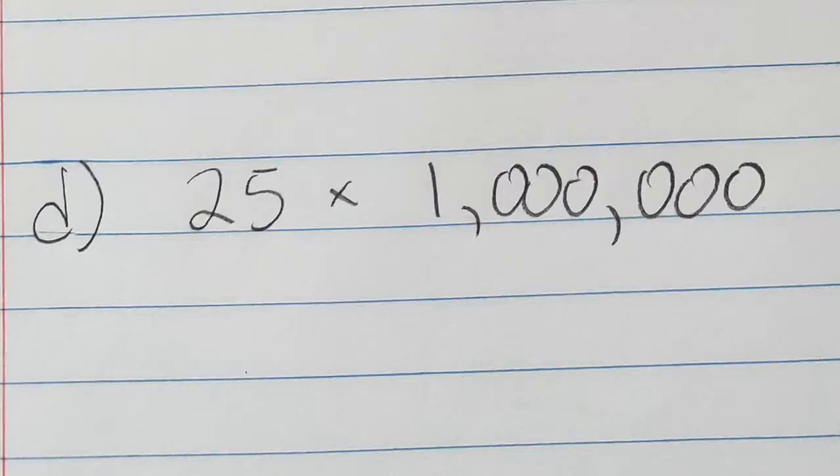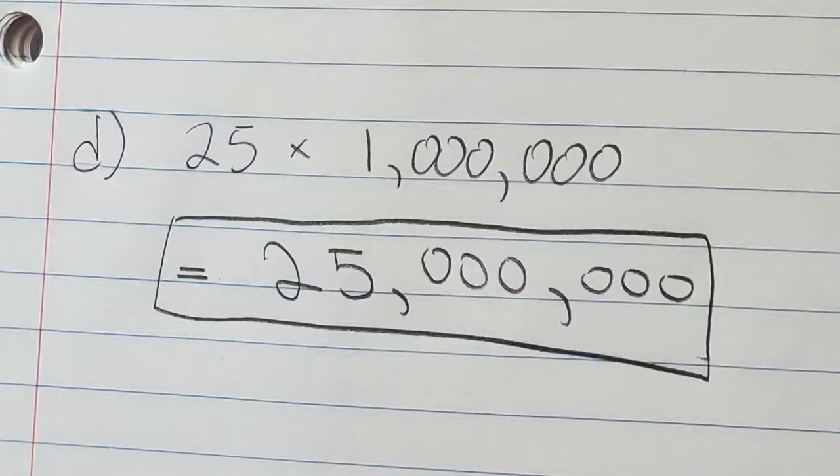Now, just for funsies, let's go ahead and do 25 times 1 million. What's going to happen here? Well, we're just going to put down the 25, and then we're going to slap all those zeros down. 1, 2, 3, 4, 5, 6. Don't forget your commas. And that's it.